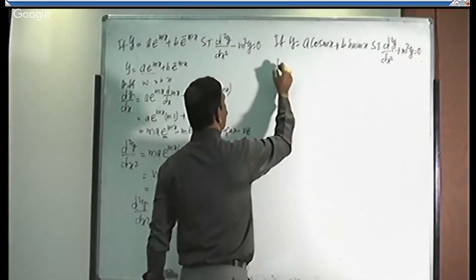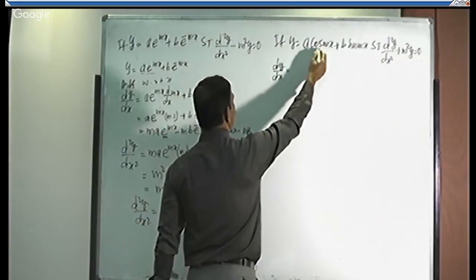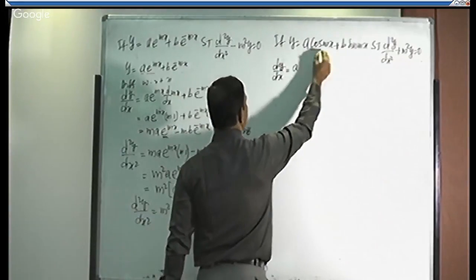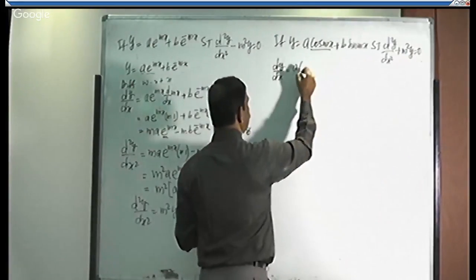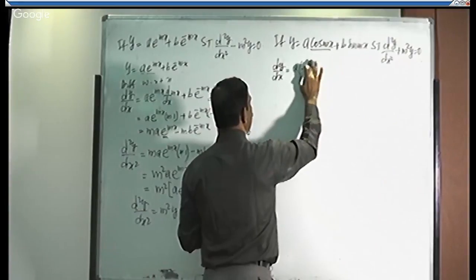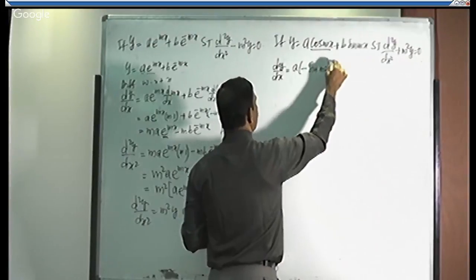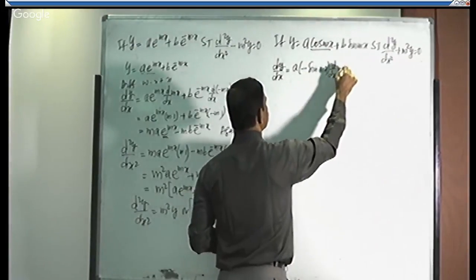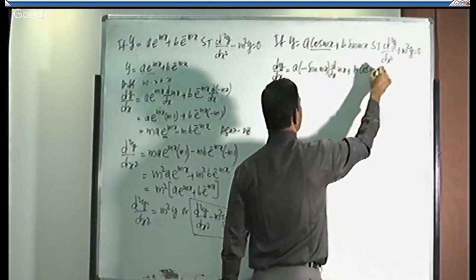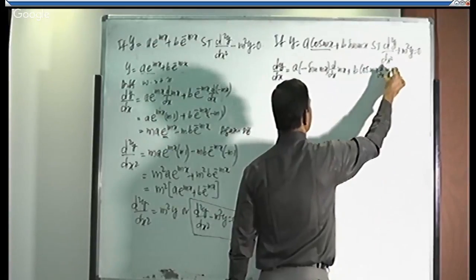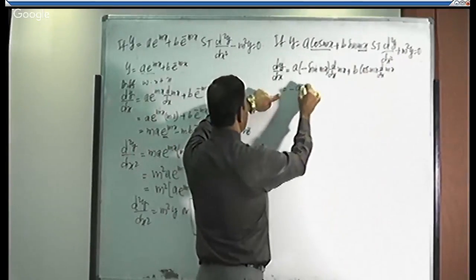See, for the given y, if I differentiate it, dy by dx is equal to constant into function. Keep constant as it is. Differentiation of cos function: cos x gives minus sin x, right? Here is cos function, so minus sin function into d by dx of function, plus b into differentiation of sin, which is cos function into d by dx of function, right? What is the function? mx. It is equal to minus a into sin mx.